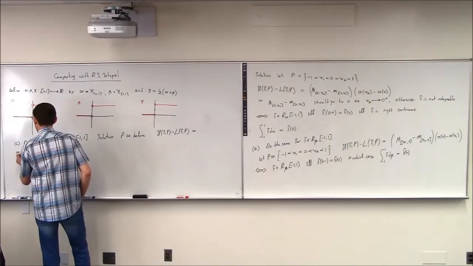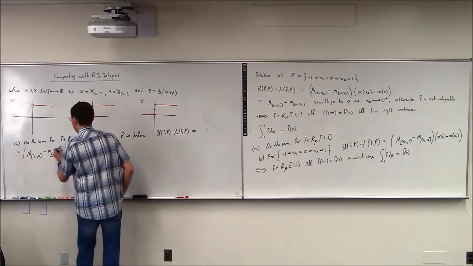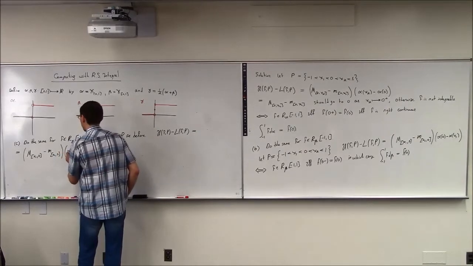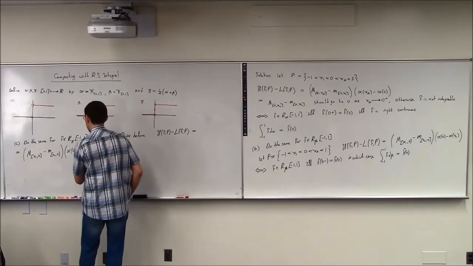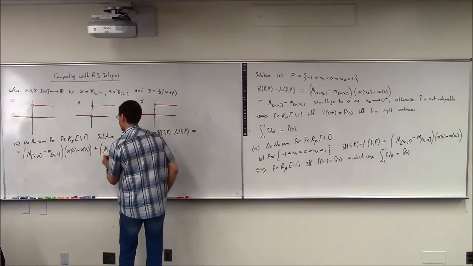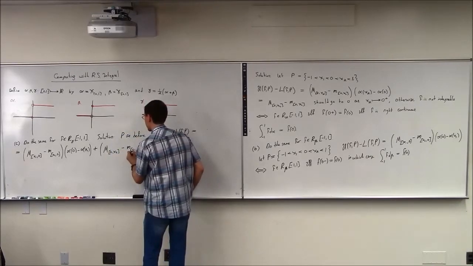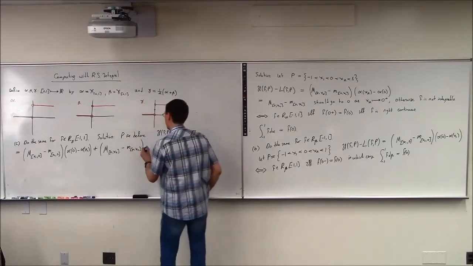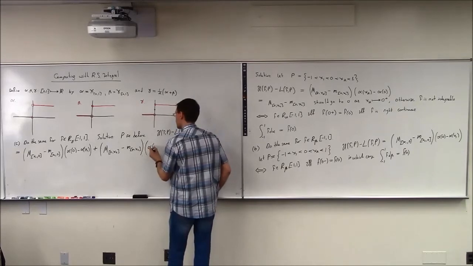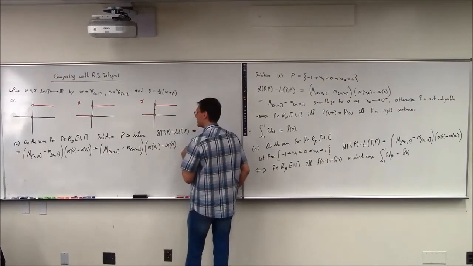0 to X. Right, so let's write it. So that would be big M x1 to 0 minus little m x1 to 0 times alpha of 0 minus alpha of x1, plus big M 0 to x2 minus little m 0 to x2 times alpha of x2 minus alpha of 0.